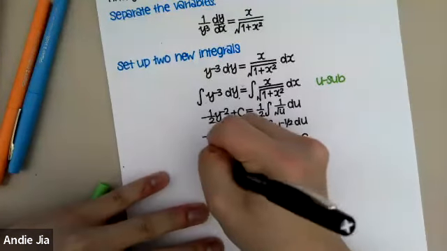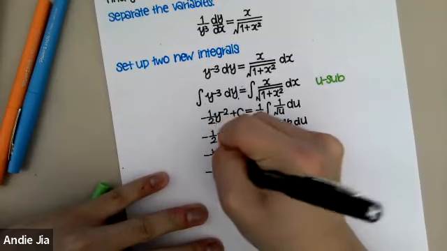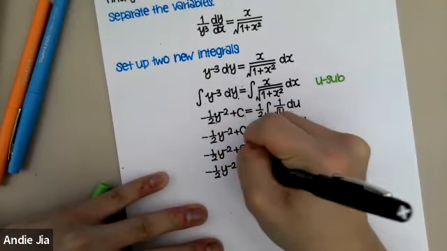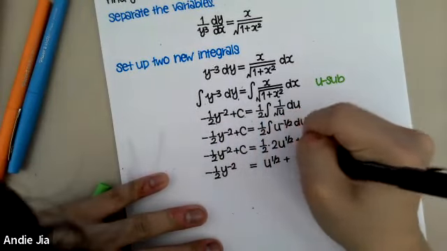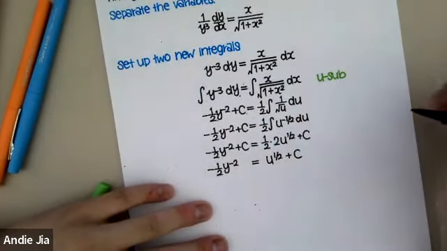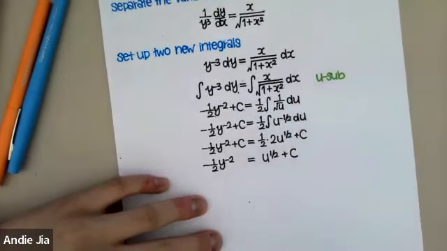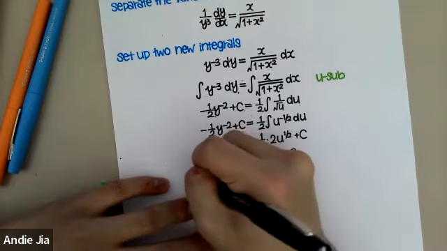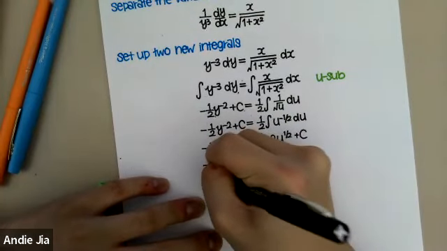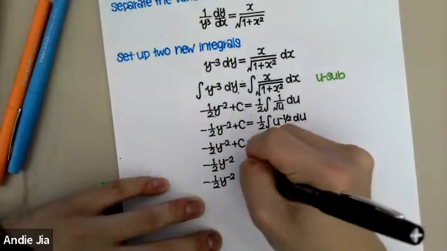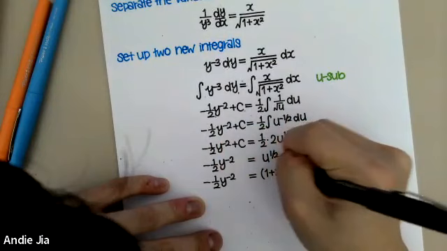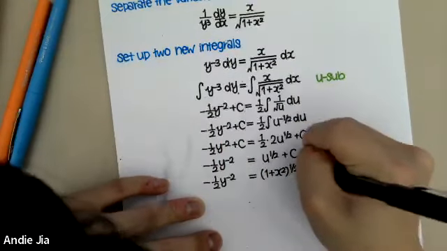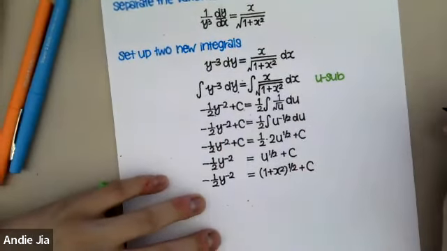So we're going to have negative 1/2 y to the negative 2 equals 2u^(1/2) plus a constant of integration. And we substitute the u back, so we need to plug in the initial condition here. So it's going to be (1 plus x squared)^(1/2) plus the constant of integration.